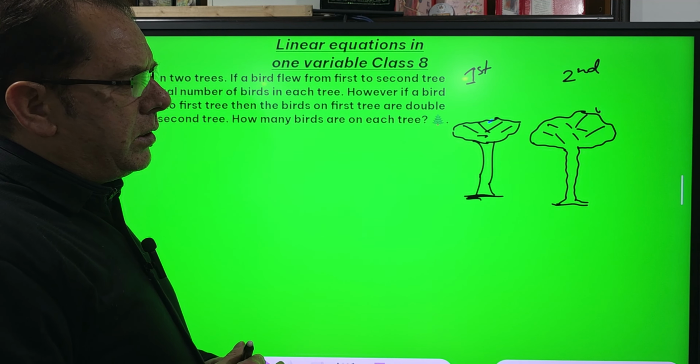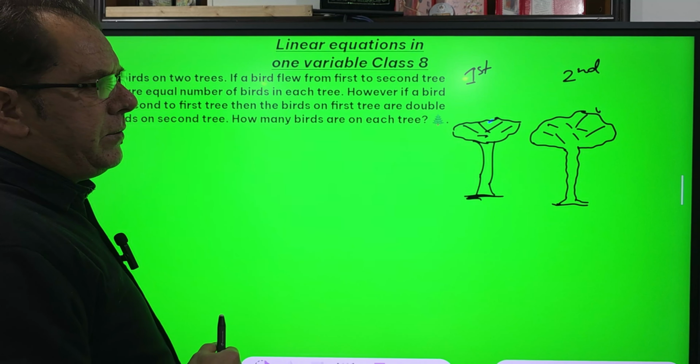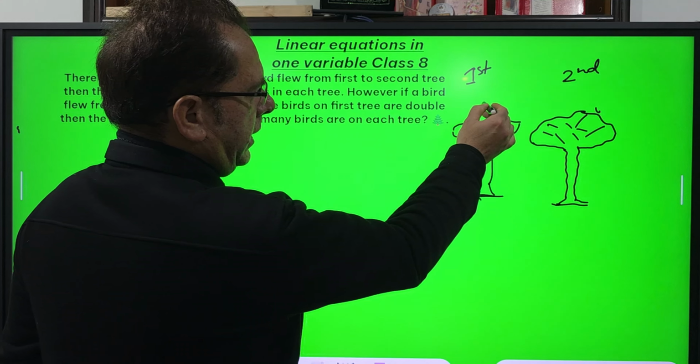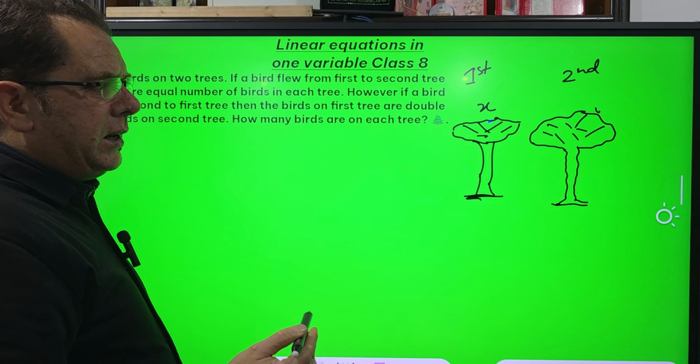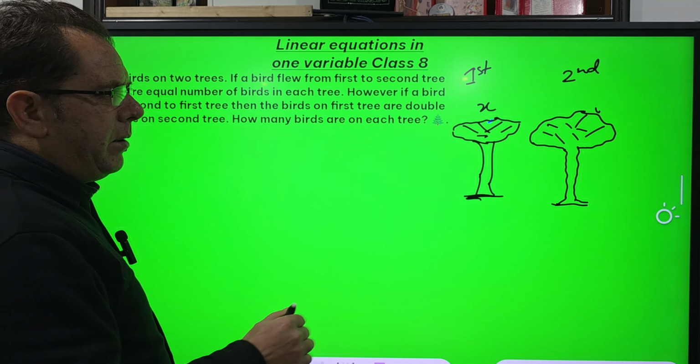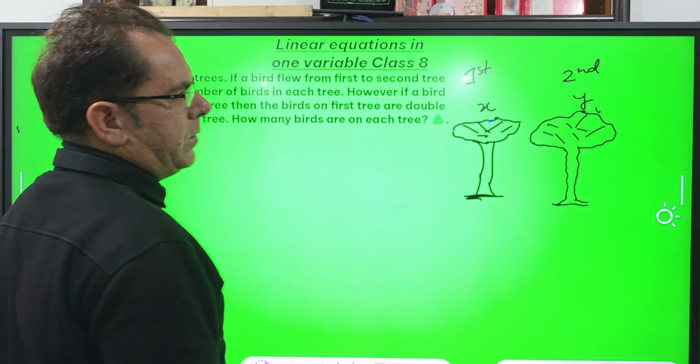So now, since we have to find the number of birds in each tree, we'll suppose that the number of birds sitting on the first tree is X and the number of birds sitting on the second tree is Y.